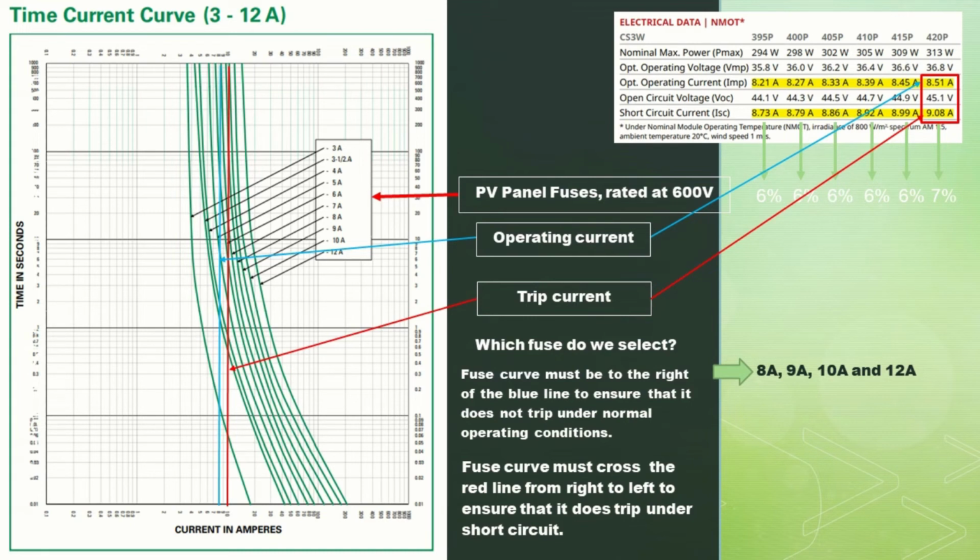Reading from the vertical axis from the graph, the 8 amp fuse will trip after 100 seconds, when the PV panel current rises to the short circuit value of about 9 amps. This is quite a long time for a direct short circuit, before the fuse clears the fault. Also, this time can vary with operating conditions.